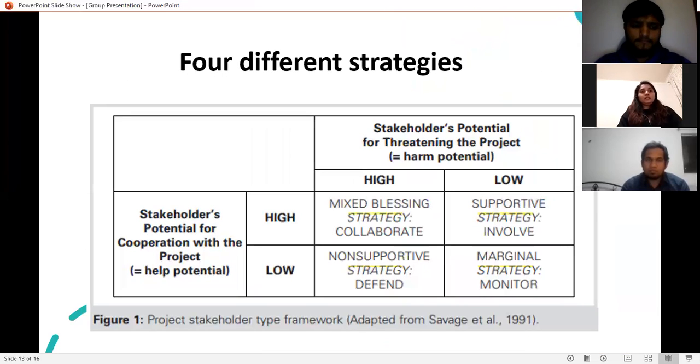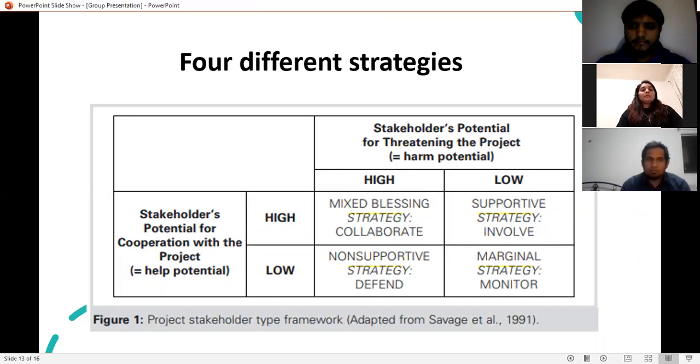In this slide, stakeholder management strategies are discussed and how to effectively implement them. There are four different types of strategies in this framework. We can see this framework. There are four types: the mixed blessing, supportive, non-supportive, and marginal.